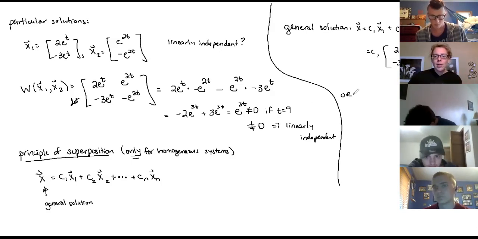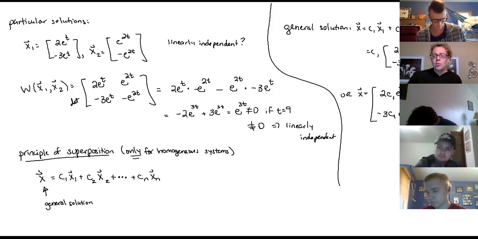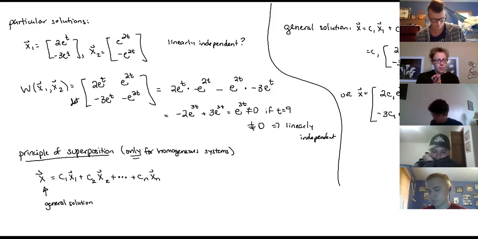So here's my vector. I can say X equals, reading the top line, 2C1 e^t plus C2 e^(2t). I can multiply and add, right? 2C1 e^t plus C2 e^(2t). And then my second line is going to be negative 3C1 e^t minus C2 e^(2t). So I can combine into a single vector if I want to. Everybody's okay with that, right?